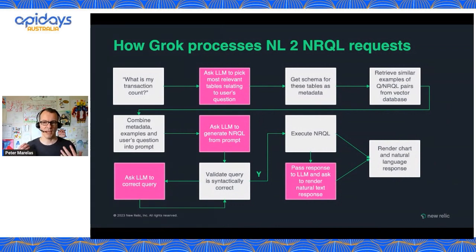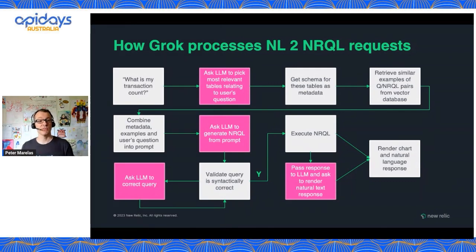Now let's look at how Grok actually processes a request to translate natural language to a NRQL query. So the first thing we do is we actually ask the LLM, the large language model, to pick the most relevant tables for the user's question. And so to actually answer this question, we give the large language model the original question and all the tables that that particular user has access to. And then we basically ask the LLM, which is the most likely table that's going to answer this question. So we want to narrow down the number of tables that we need to process.